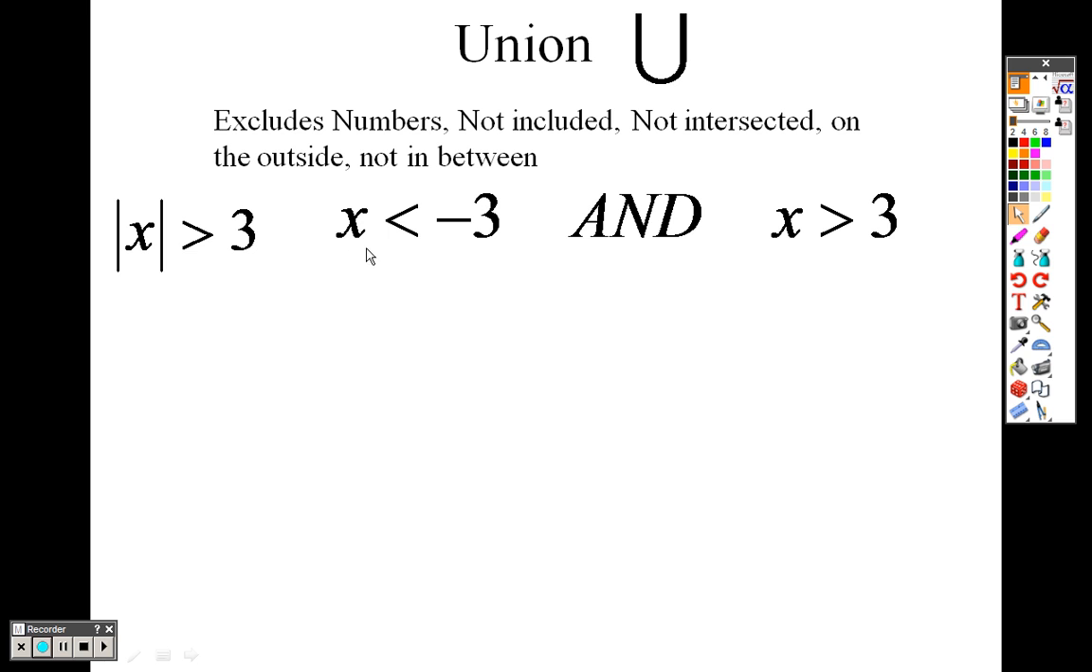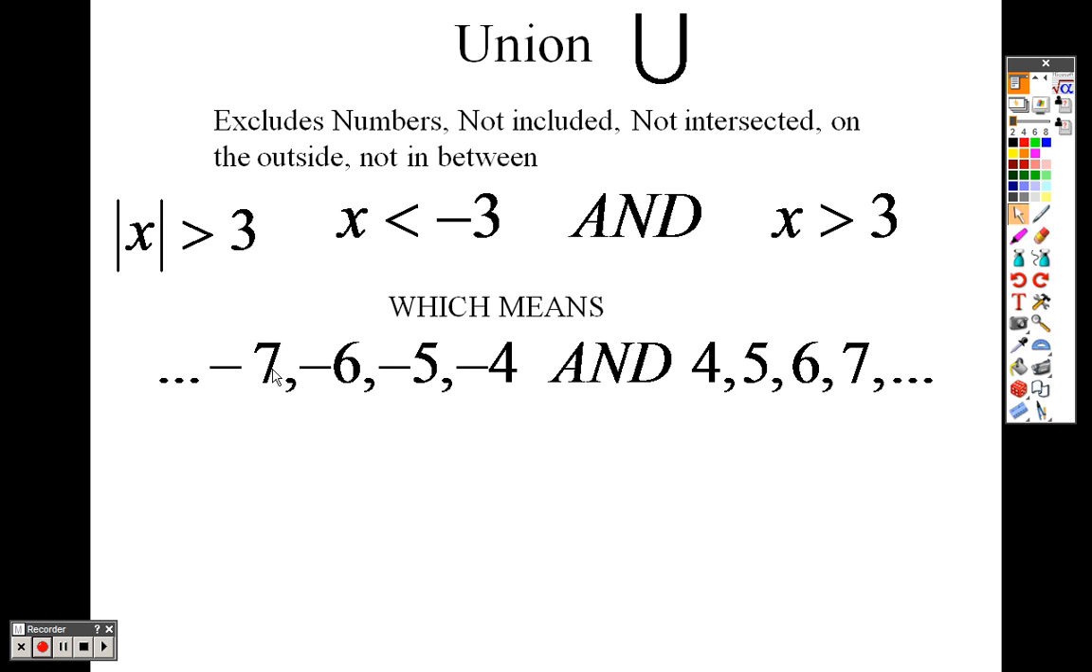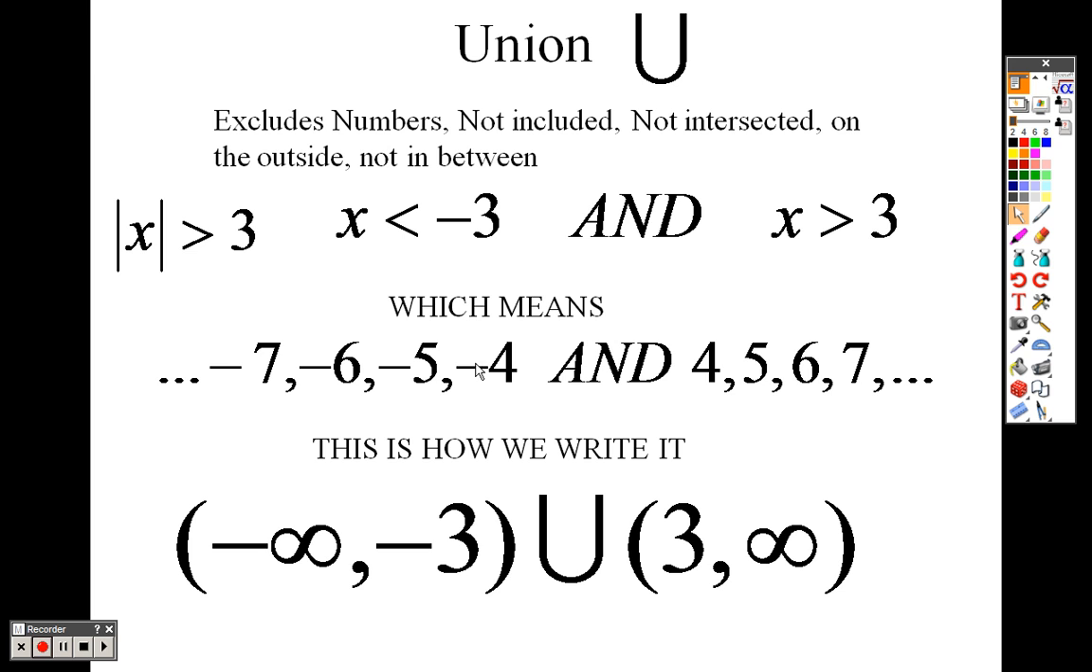So the point is, everything that is less than negative 3 works, and everything that is greater than 3 works. Which means negative 7, negative 6, negative 5, negative 4, and all those higher negatives, 4, 5, 6, 7, they all work. That's what works. So how do we write this? That's the question. We write this with a union.